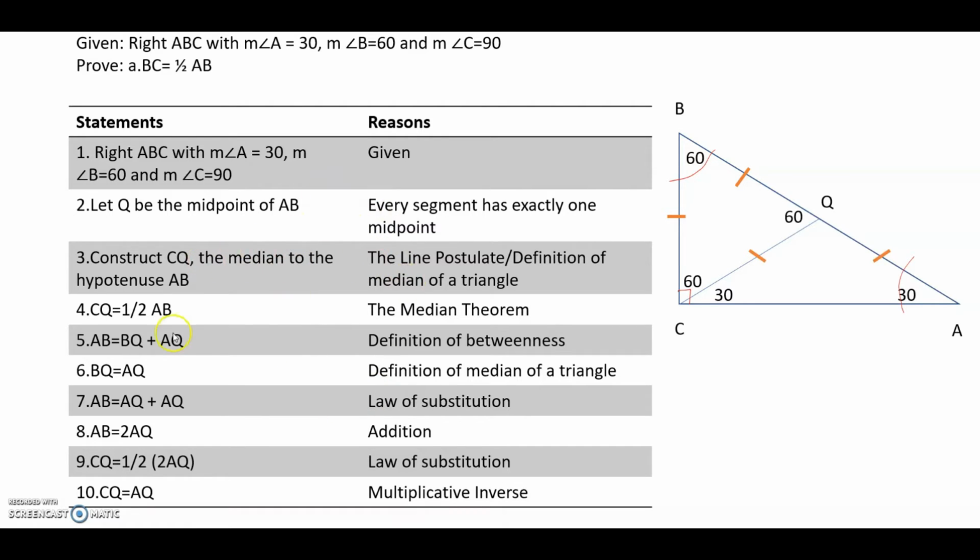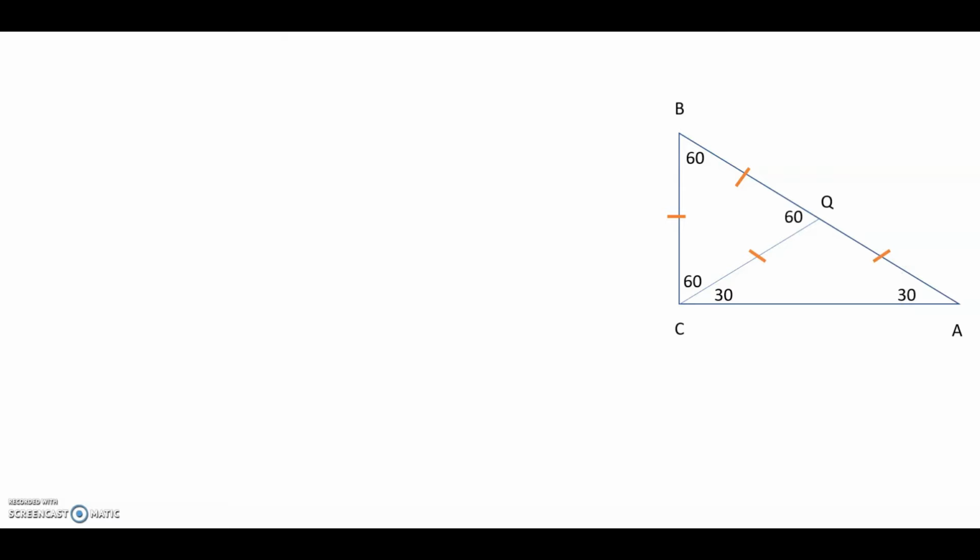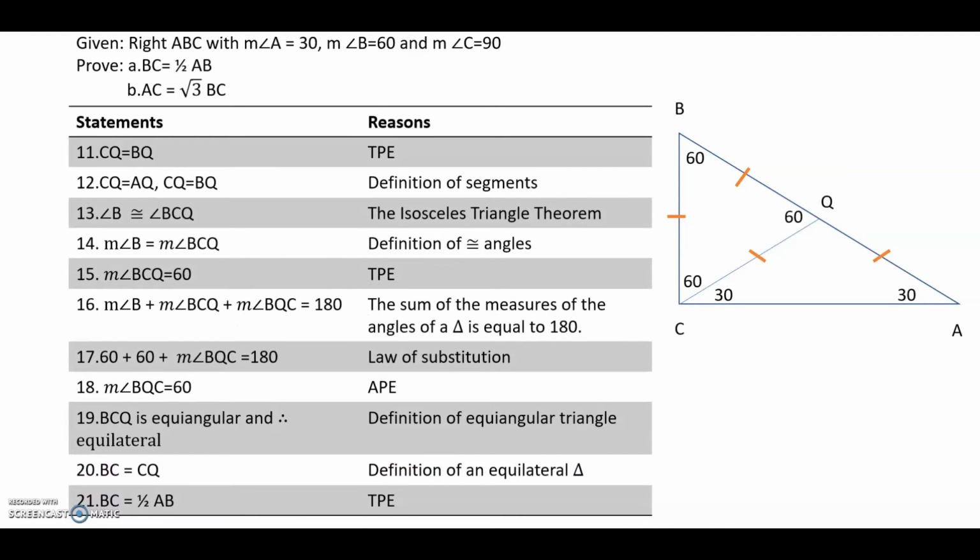Now if we're going to discuss this one by one, it will end up with the last statement. So up to 21 statements that will prove that this segment or this leg is equal to 1/2 of the hypotenuse by the TPE, or the transitive property of equality. So that is the last statement there.